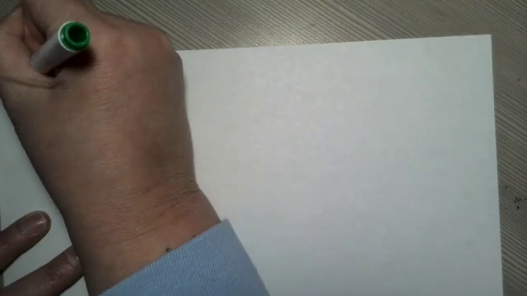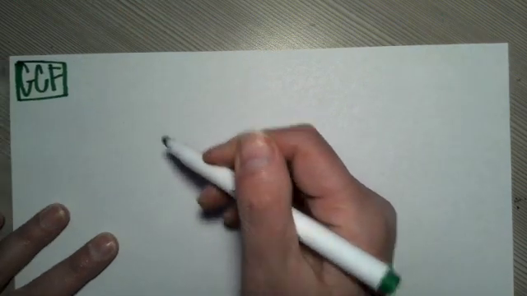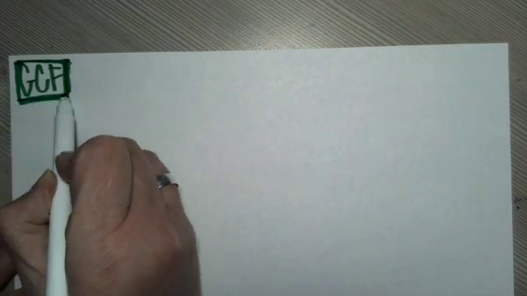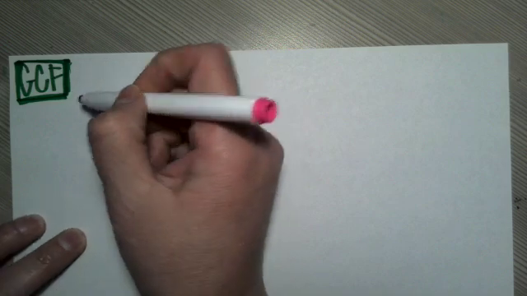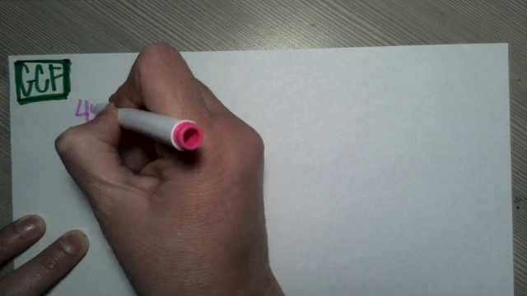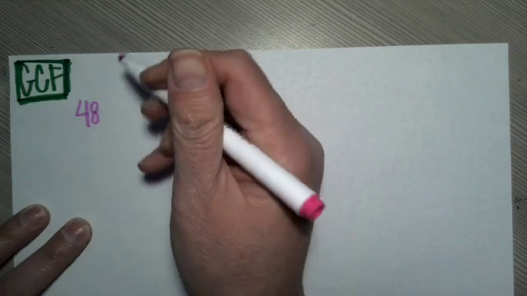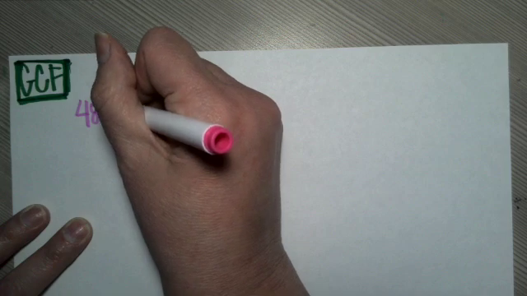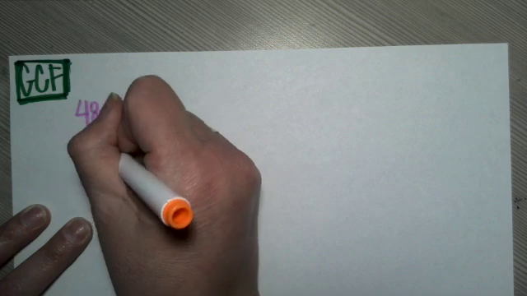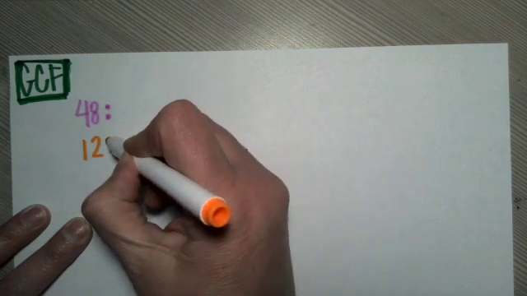So over here I'm going to put GCF so that we can see where our answers are going to be in this column all the way over here. There we go. And then I'm going to write this. I picked two colors that are really different. I picked a pink and an orange. So the first thing we're going to do is look at the GCF of 48 and 12. So there's my 48 and here's my 12. That's a bright orange.